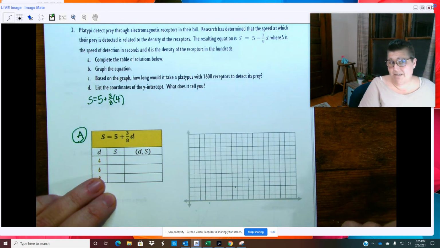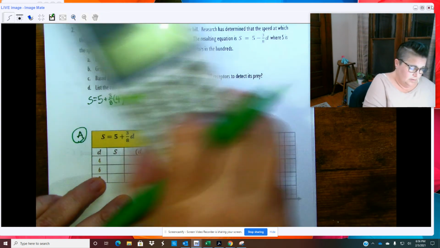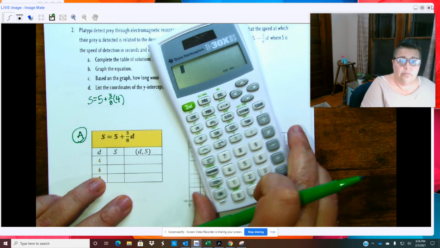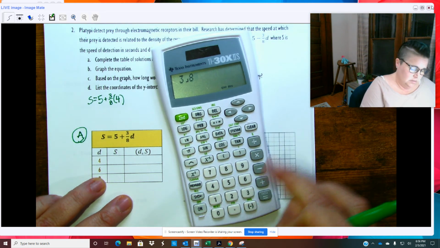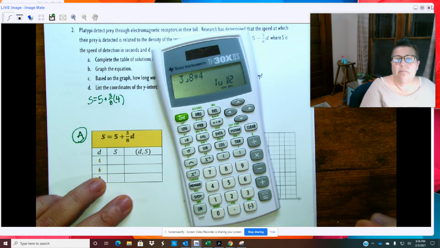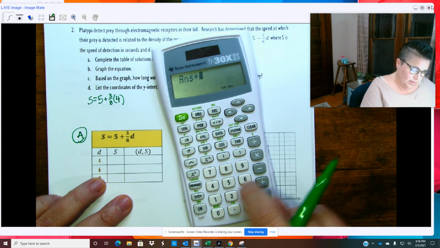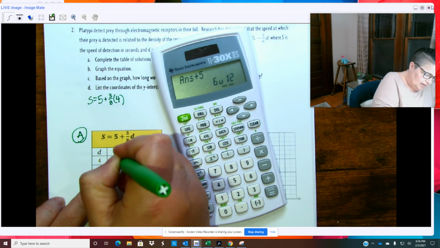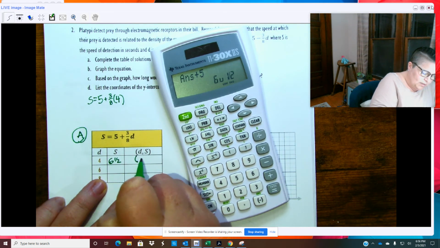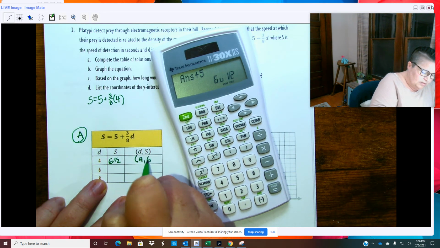Okay, that's a fraction. I don't like a fraction, but I got a tool. All right, I'm going to do 3/8 times 4. That's 1.5 plus 5 is going to be 6.5. So my S is 6.5. So my first point is at 4, 6.5.